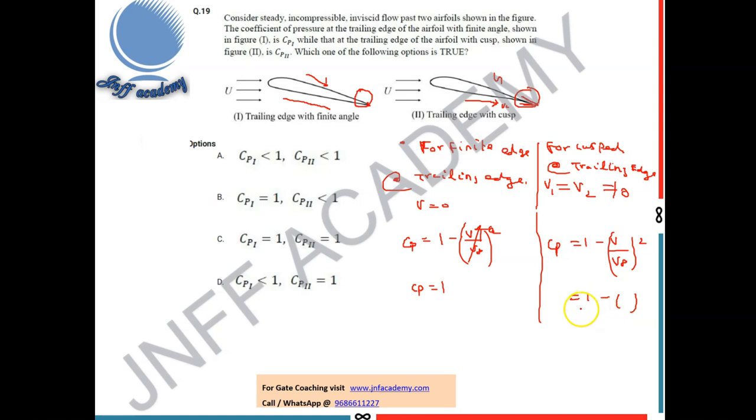and then it will always be less than 1. Correct? 1 minus some value will come here, and that value will always be less than 1. So option B is the right answer, where in case of a finite angle aerofoil, Cp is equal to 1, whereas in case of a cusp, Cp will be less than 1. So option B is the right answer.